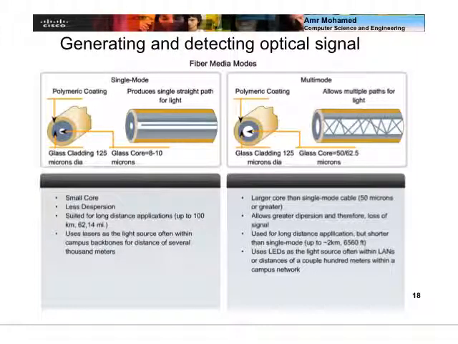The laser generator in that case generates the light beam, and it goes into a straight line inside the core. And because you don't have any energy dissipation or any reflections inside the core, the energy is focused in a straight line. So that helps the light beam to travel for a longer distance. Okay, so that's why the distance, in the case of the single mode, can get up to 100 kilometers.